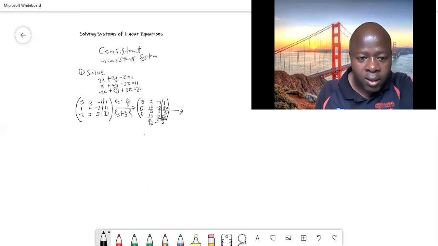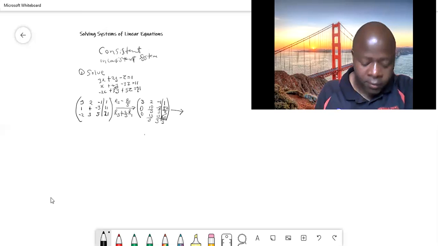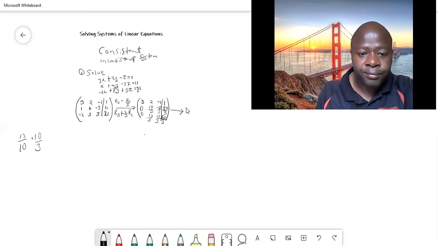So to create a 0 in that position, what we want is to have 13 over 3 here, and then subtract from this 13 over 3. How do we achieve 13 over 3 in this position? We achieve 13 over 3 in that position by multiplying 13 over 10 by 10 over 3. So 13 over 10 by 10 over 3 will give me 13 over 3.